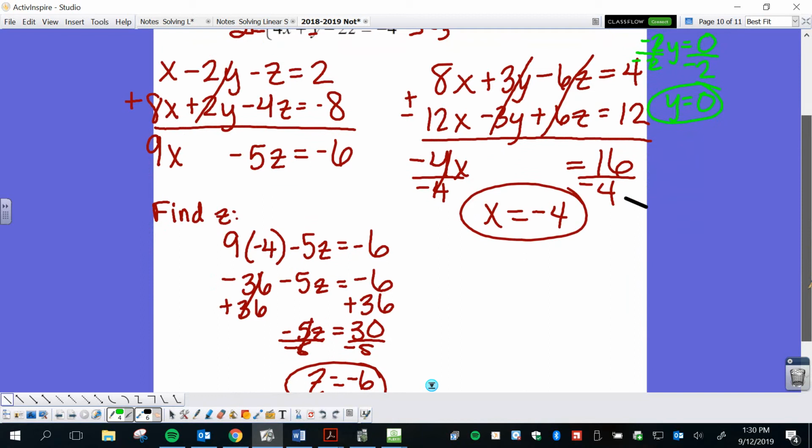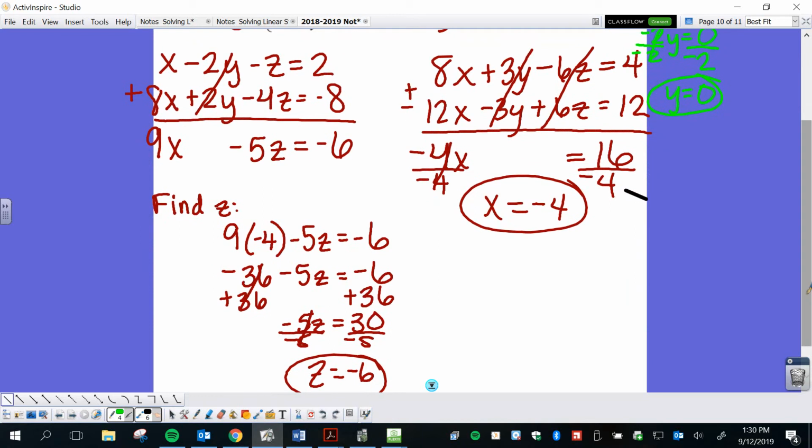Okay, here's our ordered triple. Here we go. Ordered triple. X, Y, Z. Solution is equal to X, -4. Y, 0. Z, -6. That little tiny ball in space where there's 3 tiny zeros.